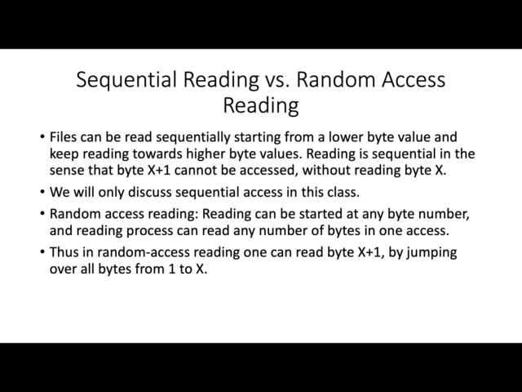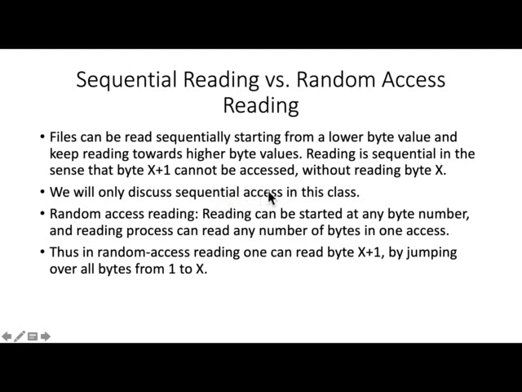Another topic is sequential file reading versus random access reading. Files can be read sequentially, starting from a lower byte value, and you keep reading towards higher byte values. Reading is sequential in the sense that byte x plus 1 cannot be accessed or read without reading byte x. So you start with byte number 1, then you read 2, 3, 4, 5. So you have to go in sequence. If you need to get to byte x plus 1, you still have to at least pass through or read all the bytes up to x.